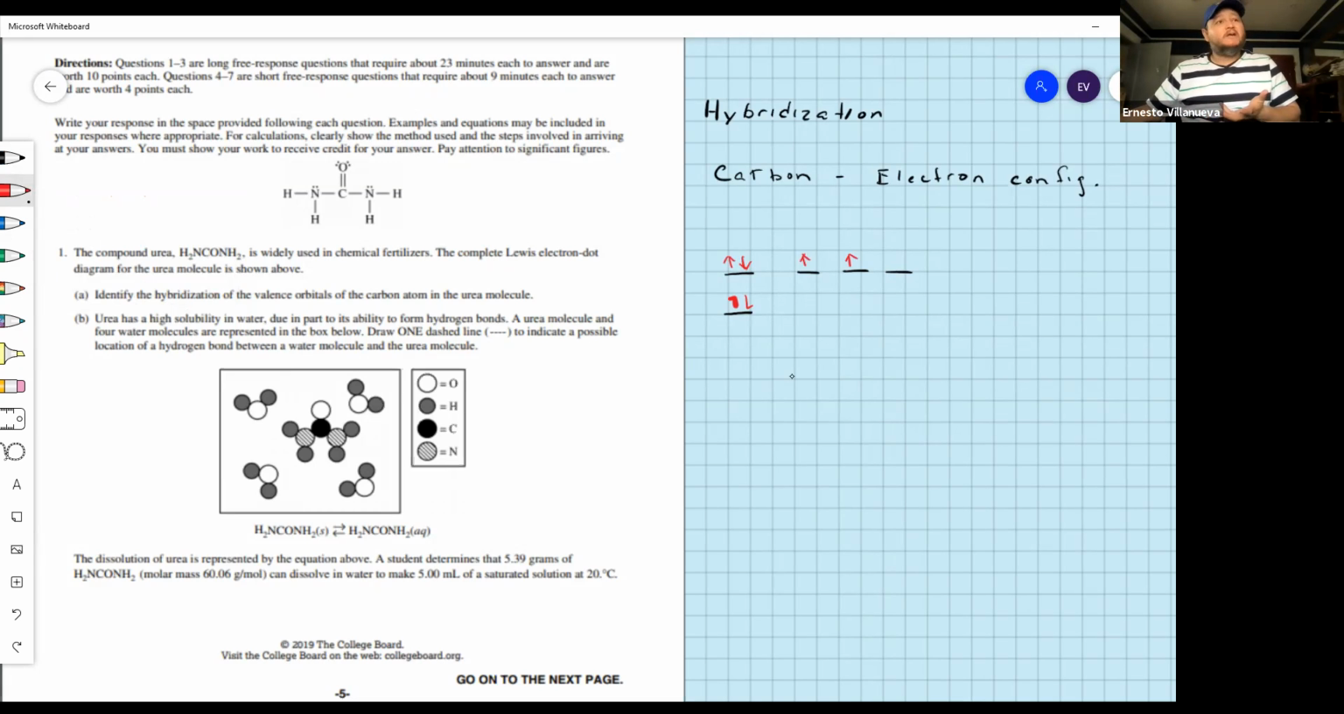All right. So we fill out the electron configuration, and if we were to write it out in shorthand orbital notation, it would be 1s2, 2s2, 2p2. Okay, this is all review.